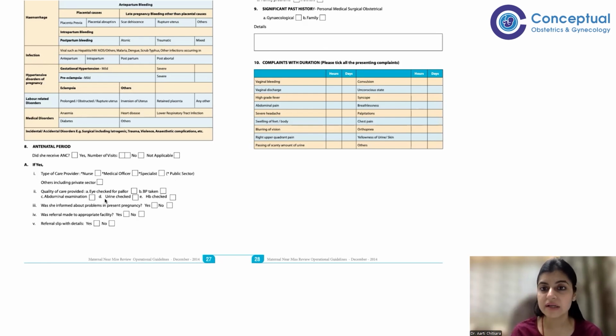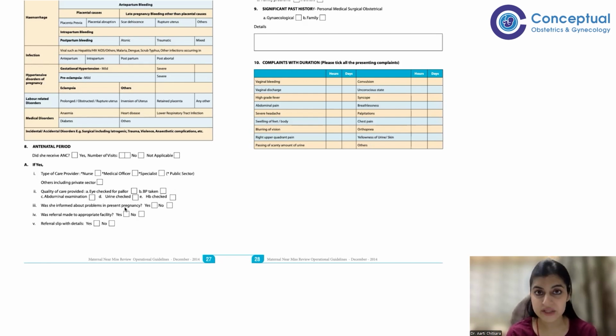Now, after reading the form thoroughly, you might understand how deep and elaborate this form is, and how much information you can gather about the patient and her antenatal care throughout the pregnancy. A lot of inputs have gone into building this form, and it is really important. Whether the BP was taken, abdominal examination done, whether urine was checked, and Hb was checked at least once during her antenatal visits. Was she informed about problems in the present pregnancy, yes or no?